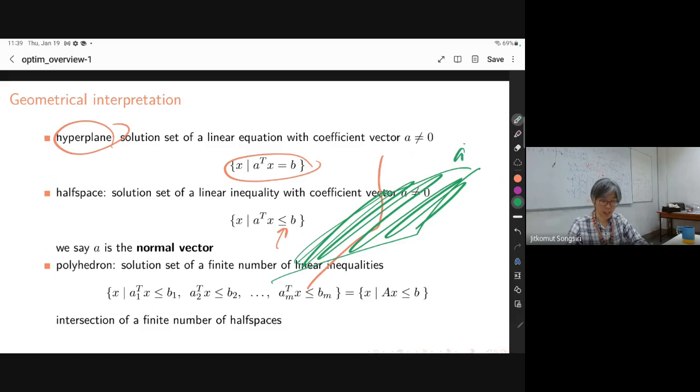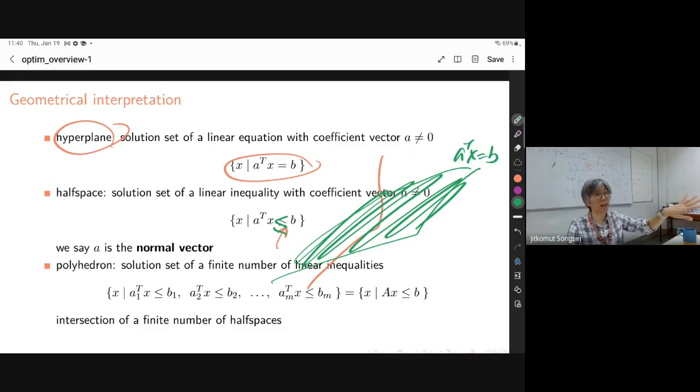This is A transpose X equals B. If I put it into an inequality, what is this region? Under or upper the hyperplane? It's not an area. You should say it's a region, okay? Under. Is it obvious that it's under?